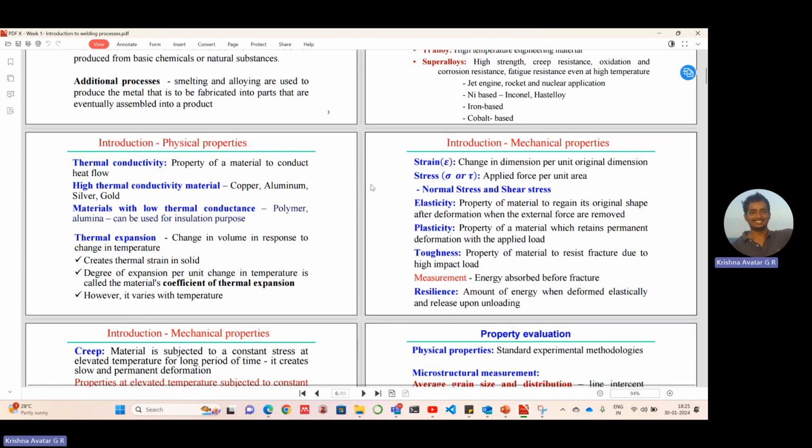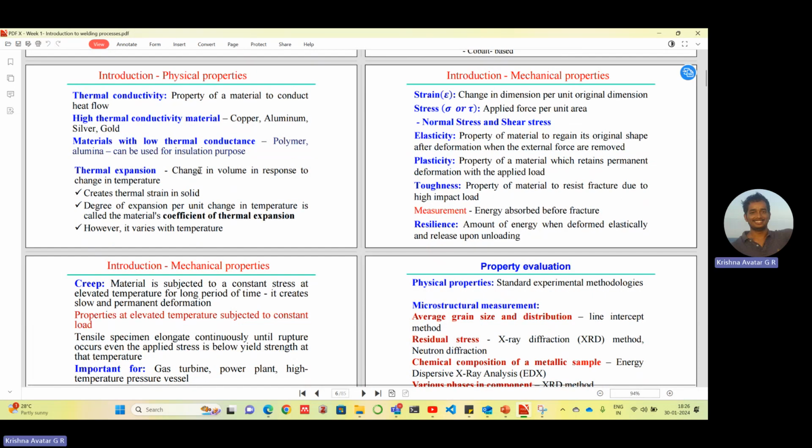Some of the important physical properties which a material needs are thermal conductivity, which is the property of a material to conduct heat through it. We have highly thermally conductive materials such as copper, aluminum, silver, gold. Materials with low thermal conductance are polymers and alumina, which can be used for insulation purposes. Thermal expansion is the change in volume in response to change in temperature, and it creates thermal strain in solids.